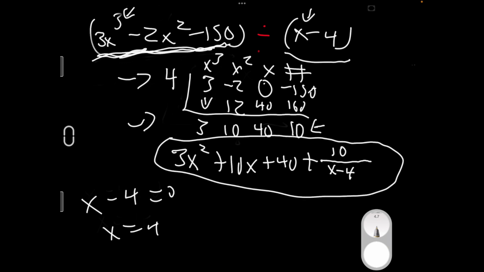The only thing different from the other equations is that we put this thing here. Since in all the other equations the remainder was 0, we didn't have to put that. But since the remainder is 10, we have to put it like this. We put the number, then we put the thing that we're dividing by, which is x minus 4. So that is the last example.